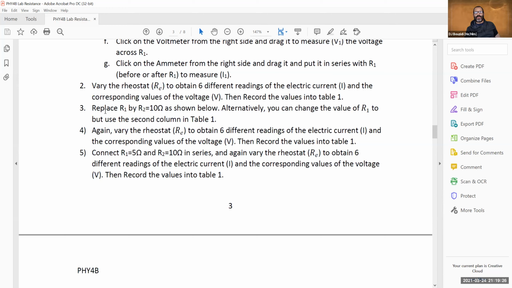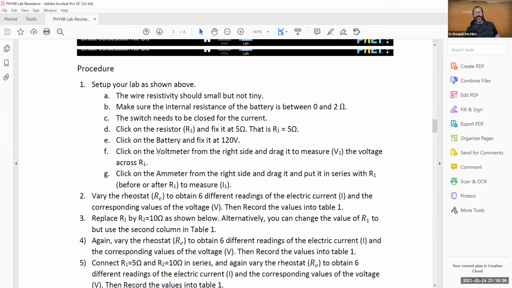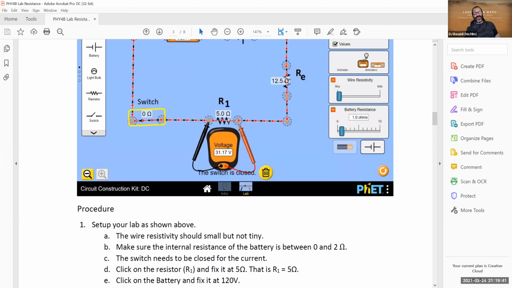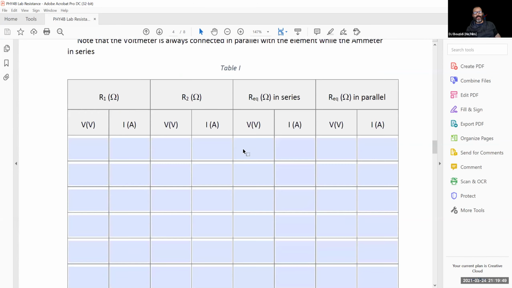What is it? Up to 3 in here, up to 4, actually, we're done with it. 5. Now take the 5 ohms and the 10 ohms and connect them in series and do the same thing. So now we're going to take this circuit in here. We'll actually have to have another resistor now, break it in here and there, and connect another one in here and start doing the measurements like before, okay?